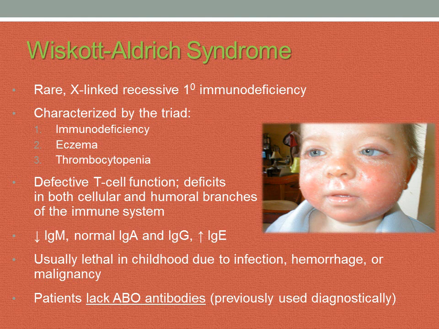Interestingly, the decreased levels of different classes of antibodies can vary, but most typically they have diminished IgM, normal IgA and IgG, and increased IgE. This is typically lethal in childhood, causing death, typically from infection, hemorrhage, or malignancy. An interesting aspect is that these children lack ABO antibodies, and in the past that was often used as a clue as to the diagnosis.